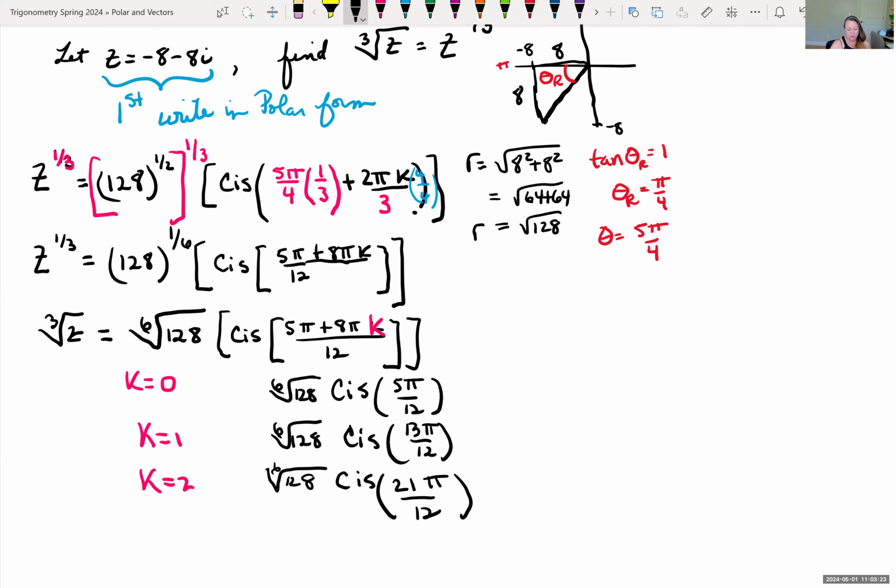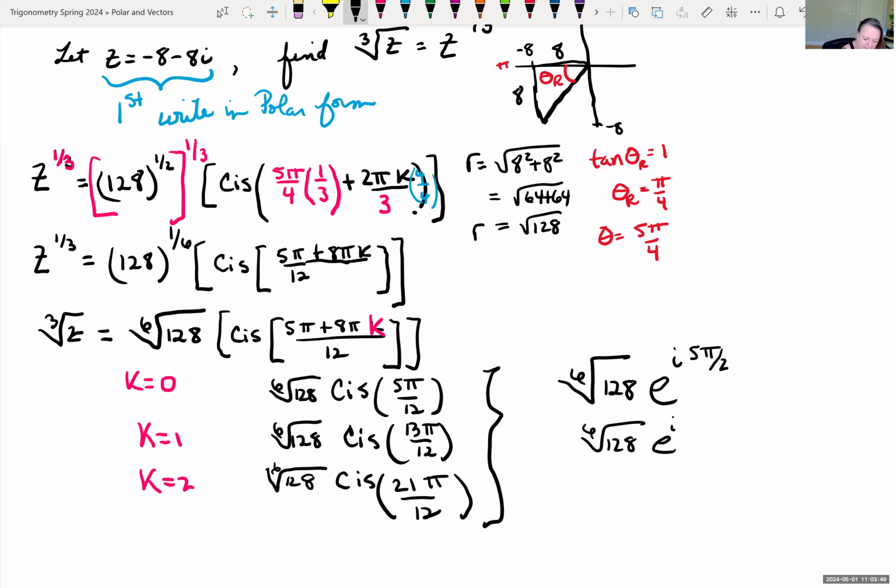And so our three solutions, three roots of that complex number, are going to be these. If they wanted an exponential form, it would be the same thing, but this would be the sixth root of 128 e to the i 5 pi 12ths. Same thing, sixth root of 128 e to the i 13 pi 12ths. And the sixth root of 128 e to the i 21 pi 12ths, which actually reduces, but I'm not going to worry about that for now.